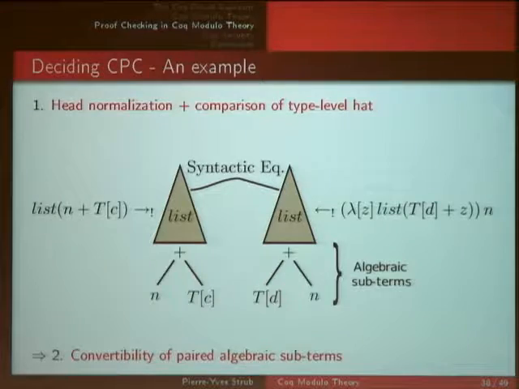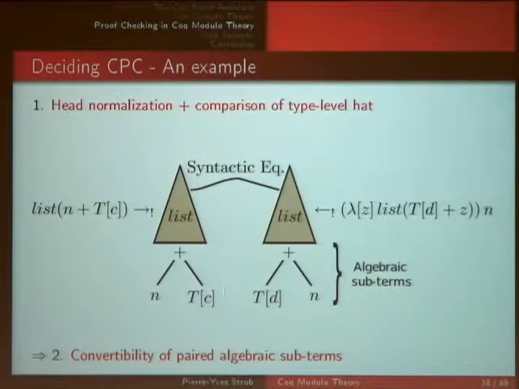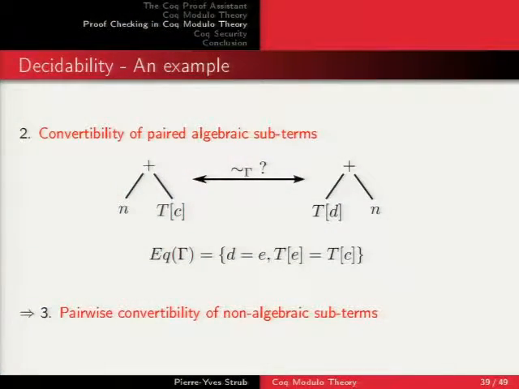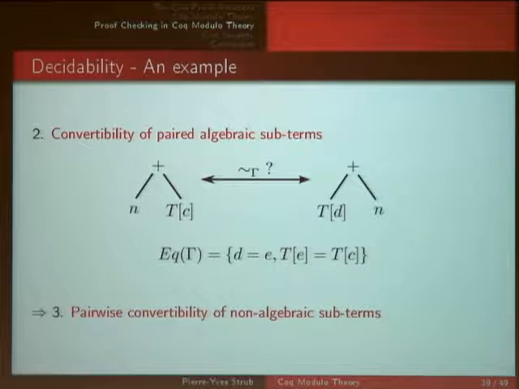And then I have a head here, which is non-algebraic. And I do a syntactic equality check between the two heads. If they are not syntactically equal, then I reject the conversion check. Since they are syntactically equal, they have paired subterms which are algebraic, with an algebraic head at least. On the left-hand side, I have n plus T of C. On the right-hand side, I have T of D and n. Now I will start a conversion check between the paired algebraic subterms. Here I have only one such check, which is this one, and my equations are this one. And so I will now abstract my aliens by doing a pairwise comparison of all the aliens between them.